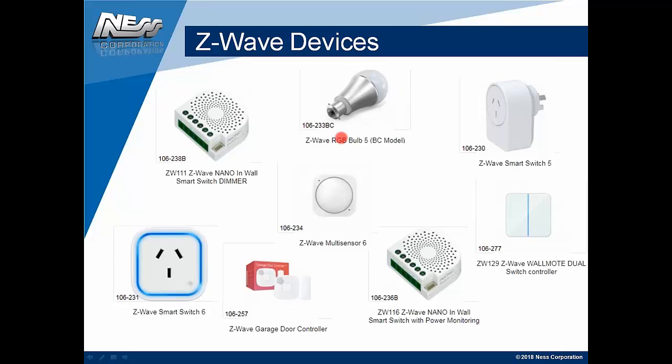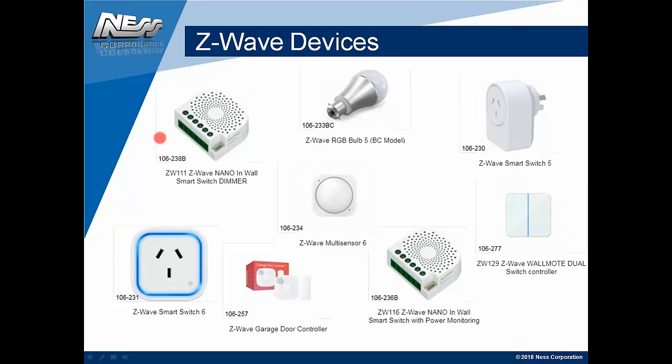We've also got globes, whether it be a bayonet cap or Edison screw, that can screw straight into a base, and it can send the signal directly to the globe to turn on and turn off. We've also got modules, these nano in-wall switches, whether it be a dimmer or whether it be just an on-off switch. So what happens is you take your 240 volts off the light switch itself, put the 240 volts into the 240 volt input, then from the light switch you can wire into the switch input, and you can still turn the switch on and off manually from the light switch, or you send a signal to it from the gateway or the controller to turn it on and off.